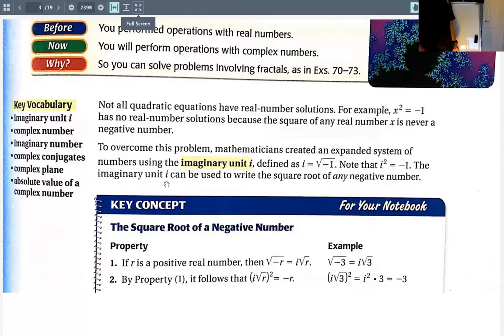If you're thinking, well, how is this used? If it's not used, why use it? Imagine that. I know. Okay, so if you look here, it says imaginary unit I. So to overcome, okay, so here we go. It says what I said there. Let's just read through it.